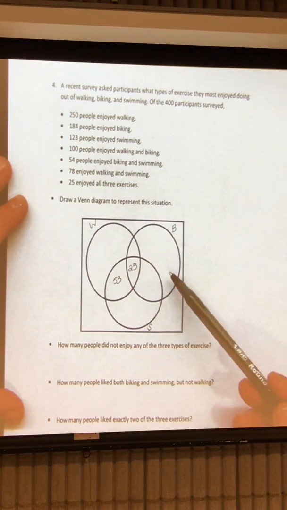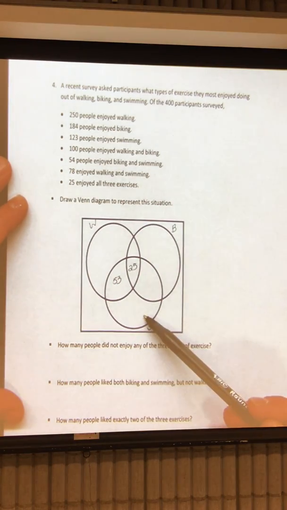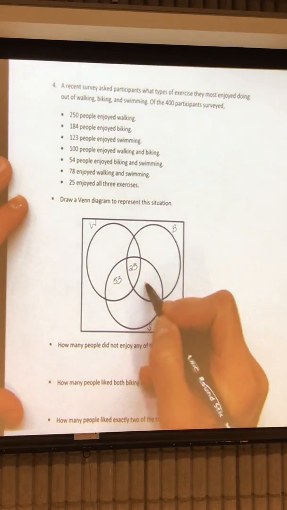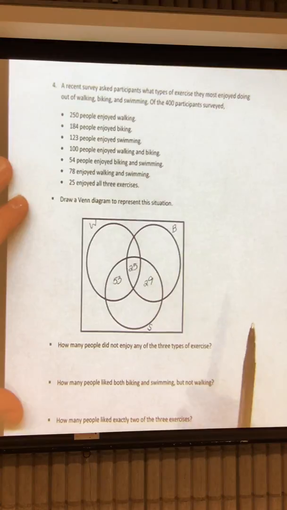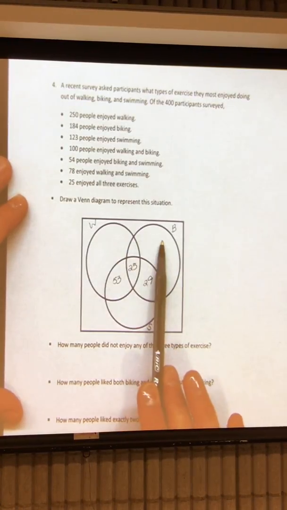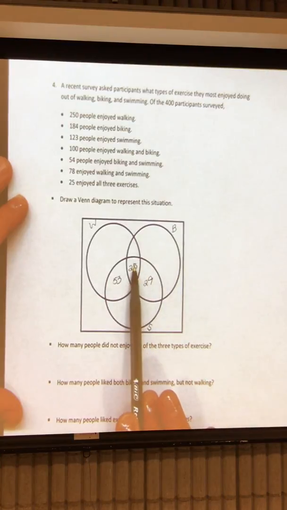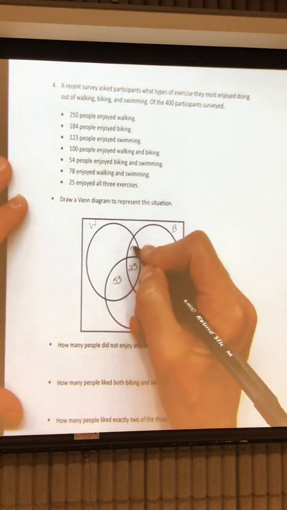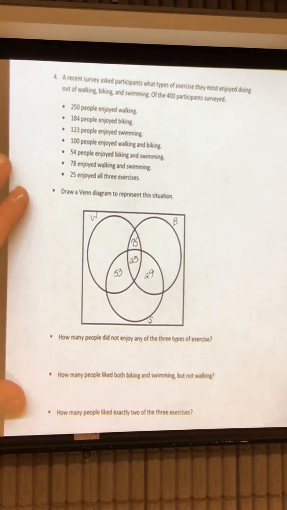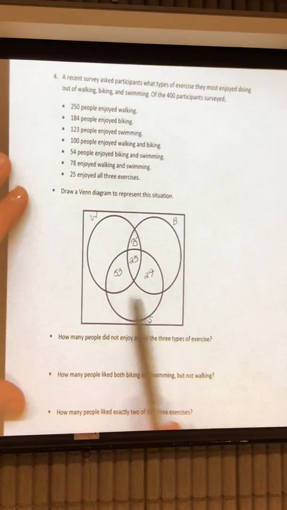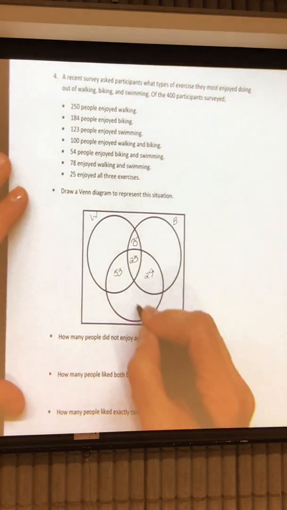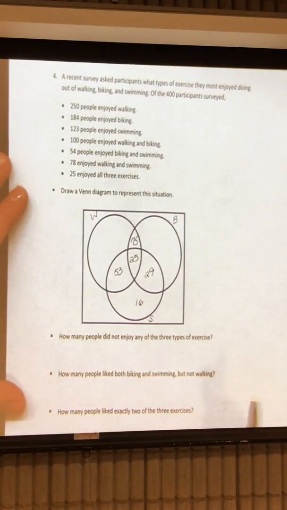54 enjoyed biking and swimming. So biking and swimming is 54. So we have 54 minus 25, which is 29. And then we have 100 people enjoyed walking and biking. So 100 minus 25 is 75. So now we have 123 people who enjoy swimming. So this is all swimming. So 123 minus this total, and that gives you 16.